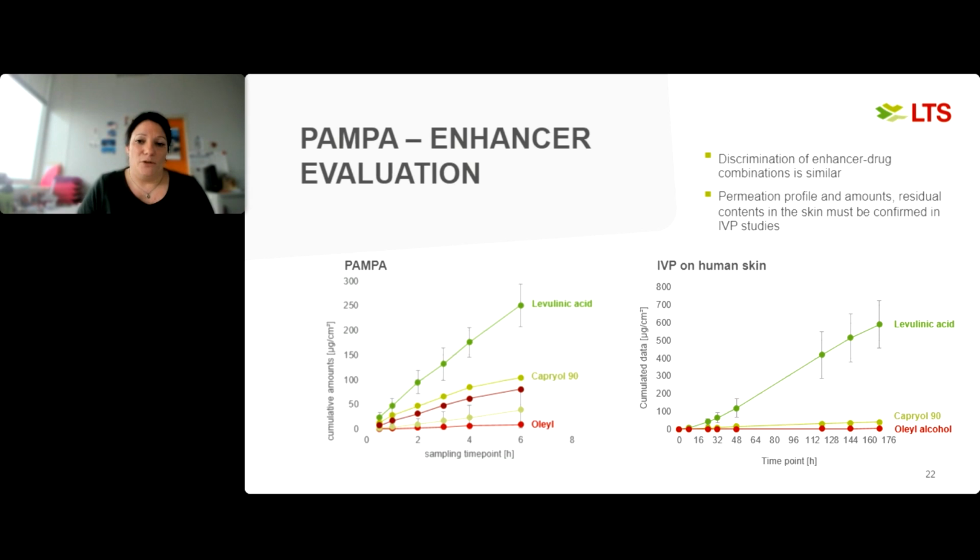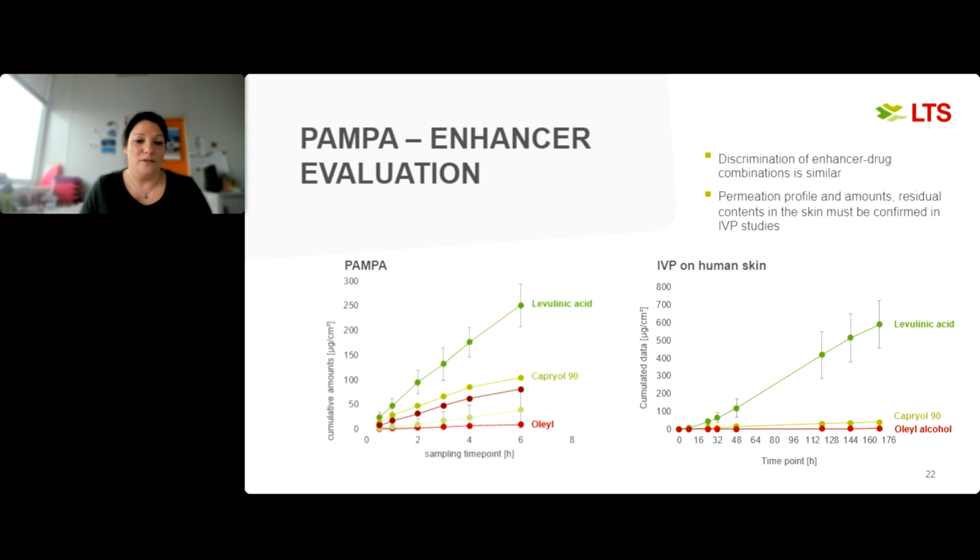This example shows you that we have a very good discrimination in the PAMPA, which is comparable to what we expect in the in vitro permeation study on human skin. So it must be clear that the absolute amounts in PAMPA and in human skin are not the same, a little bit dependent on the concentration we use of your API, and also that we only have a membrane on the one side and a full epidermal system on the other side, and this has influence on the absolute permeable amounts. But you can see that the ranking in both experimental trials is more or less the same.